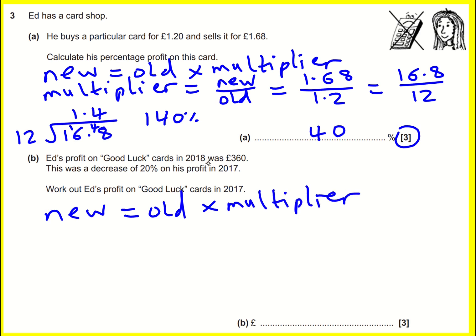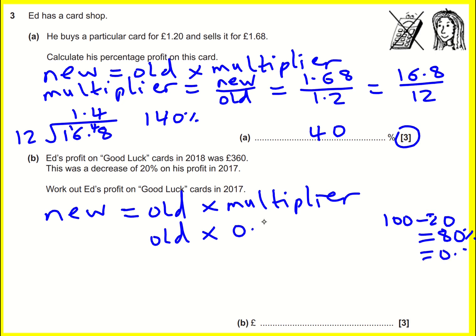Because we had some profit, and now we're talking about the profit itself as a value. We had some profit in 2017, that's the old value, that's what we want to find. And there's been a 20% decrease on it. So that's going to mean if I had 100% and I minus 20%, I'm going to be left with 80%, which gives me a multiplier of 0.8.